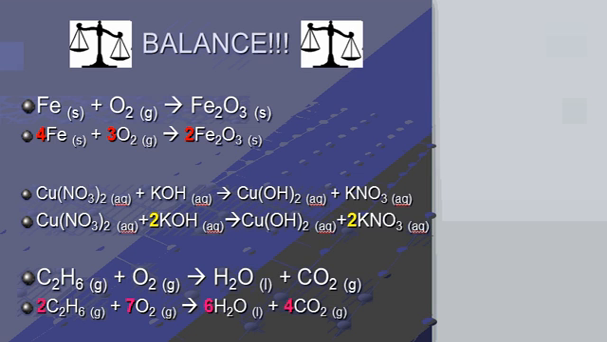So let's look at this one. We have iron plus oxygen to produce iron oxide. Now I know that's not the proper name. We have 2 iron here.